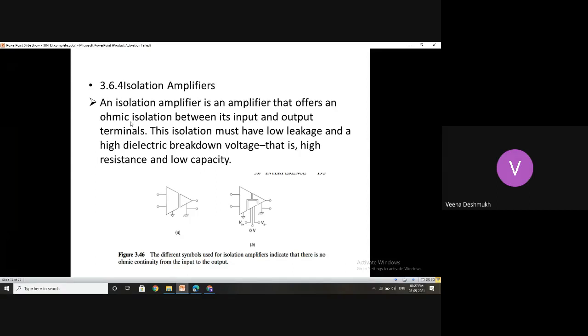So this isolation must have low leakage and a high dielectric breakdown voltage. That is high resistance and low capacity. So this is the requirement, and the symbolic representation of isolation amplifiers is somewhat like this. See here, between this and this, there is a break. So isolation is happening. Here you can see a three-way break.